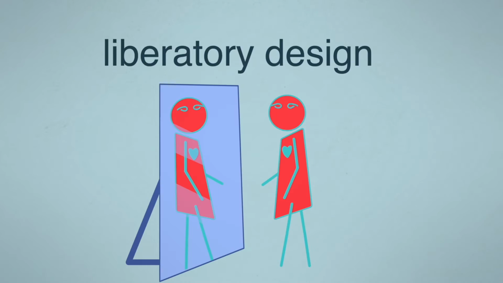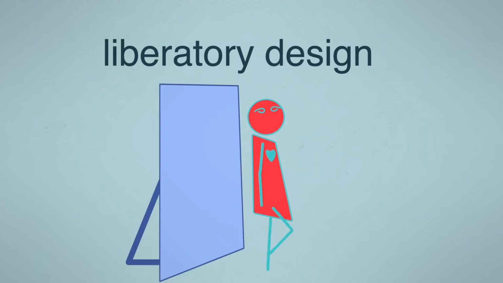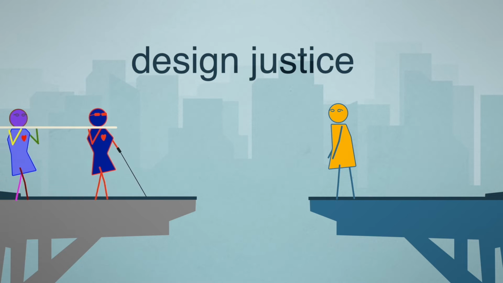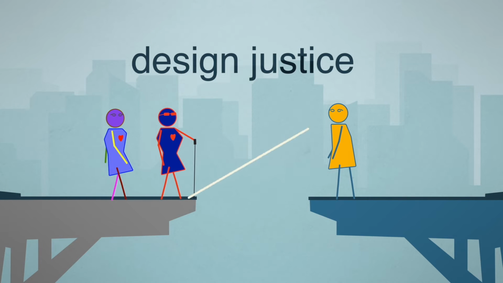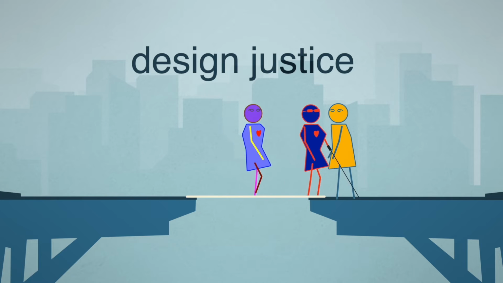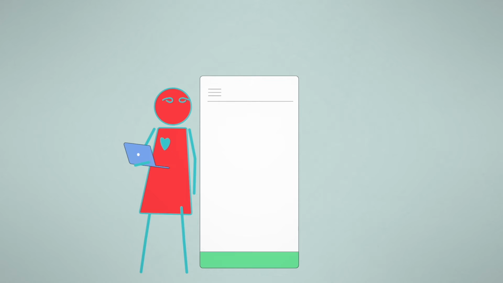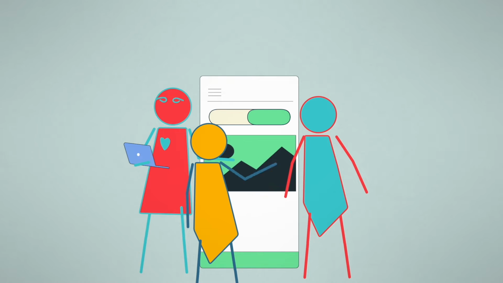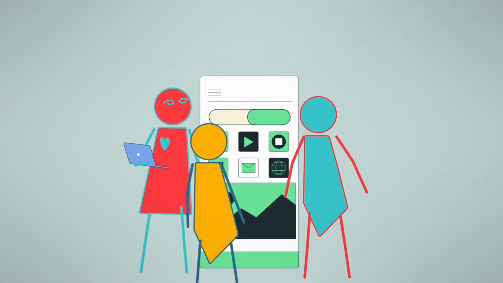For example, liberatory design centers equity and supports us to design for liberation. Design justice is an approach to design led by marginalized communities that aims explicitly to challenge, rather than reproduce, structural inequalities. Participatory design focuses deeply on co-design, on designing with, not for, the people who will use the product or service, and often seeks to include those who have been excluded from the design process.